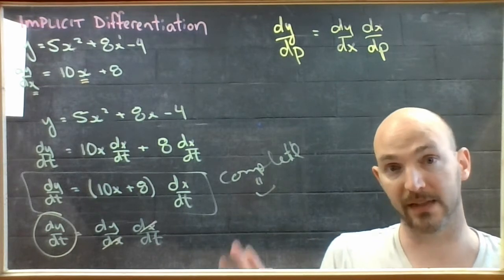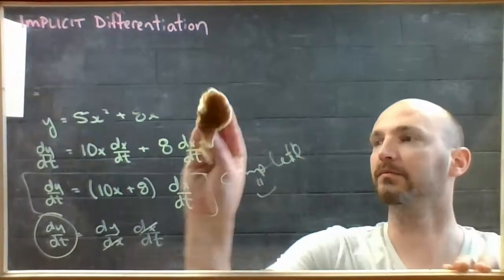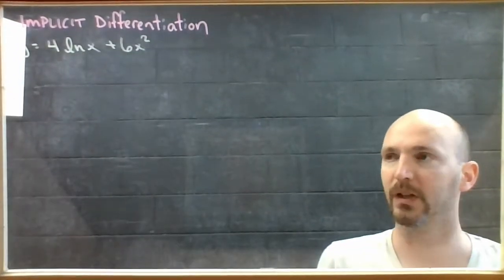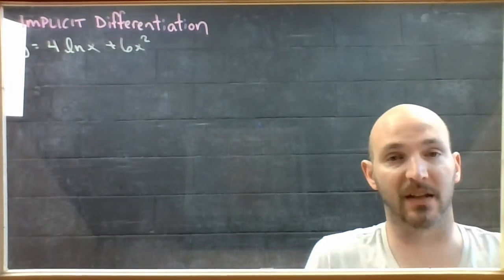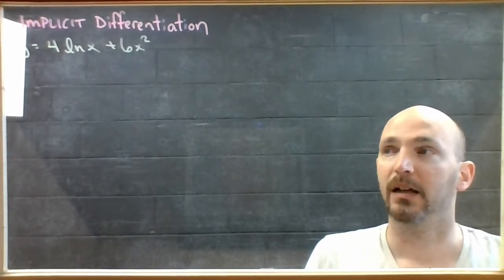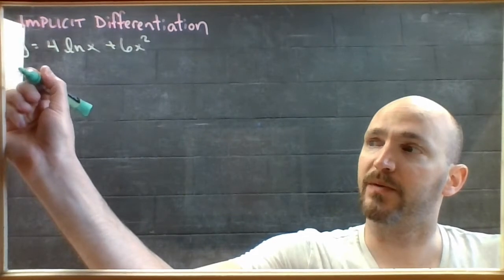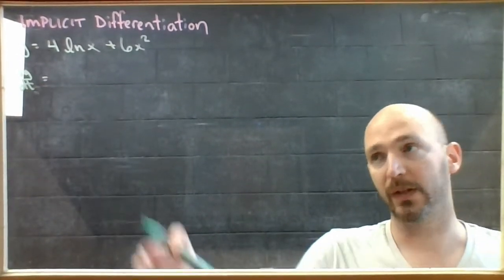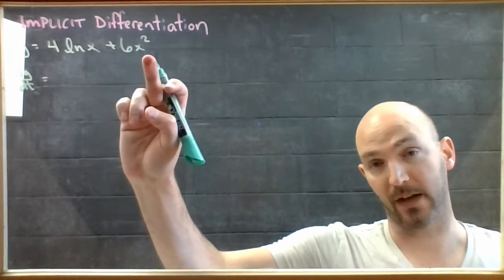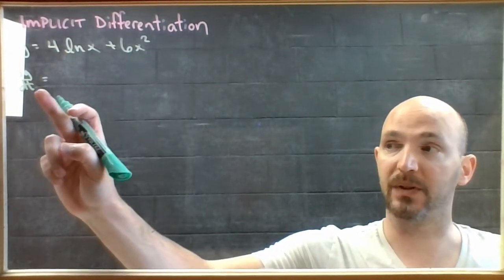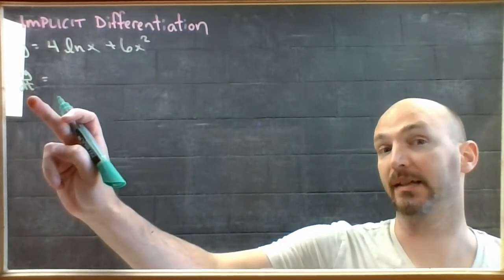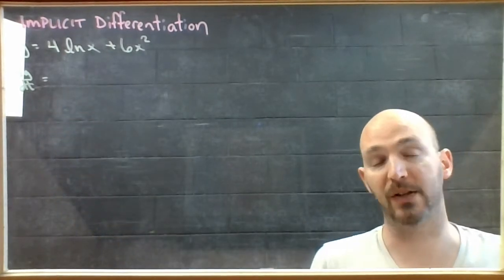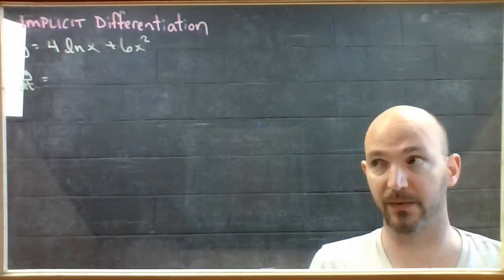Okay, so I'm going to clean this off. We'll try another example. Okay, so here's a new function. It's got ln. I'm going to try and take the derivative of this by t. So I'm going to notice that the variable I'm working with are x's, and the variable that I've been asked to take the derivative by is a t. So I'm going to need correction factors every time I take a derivative.